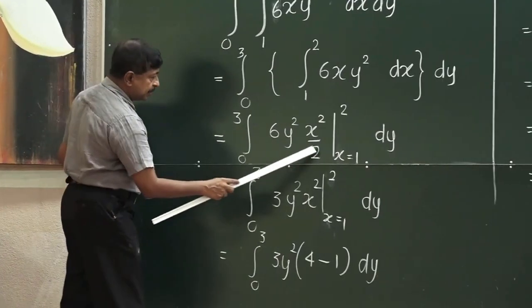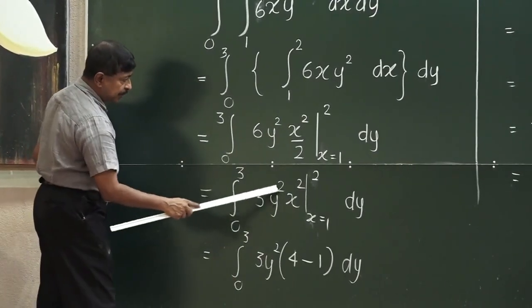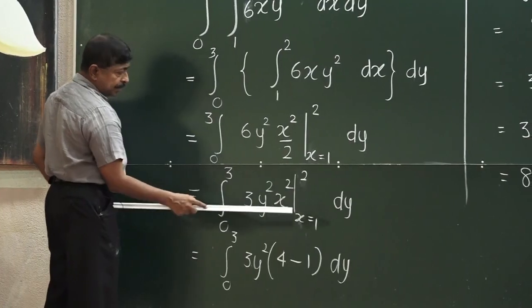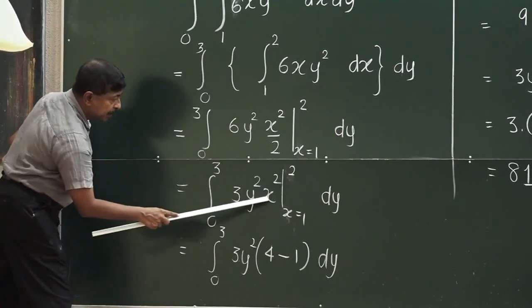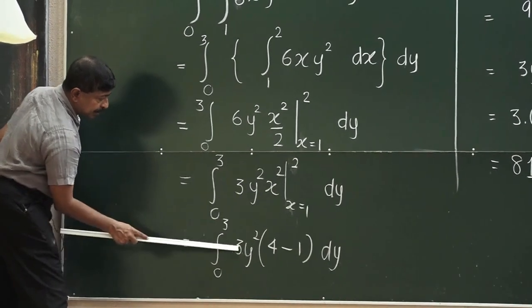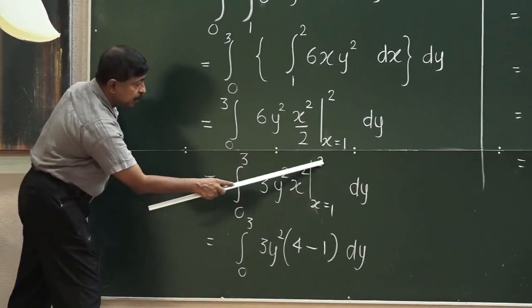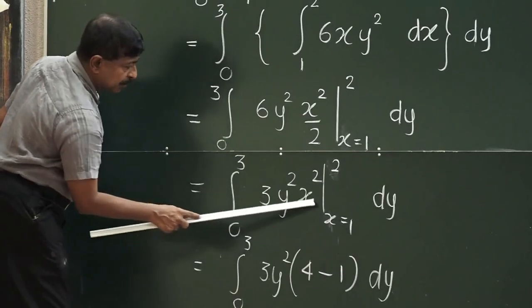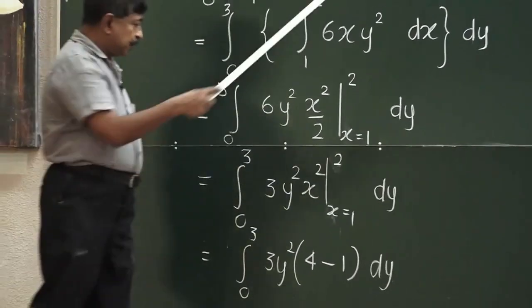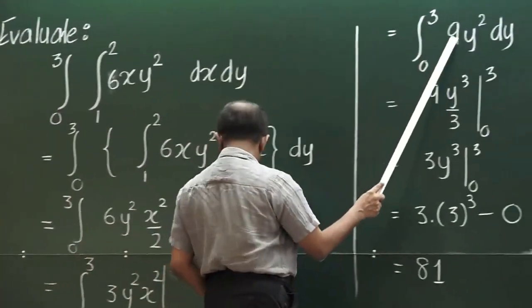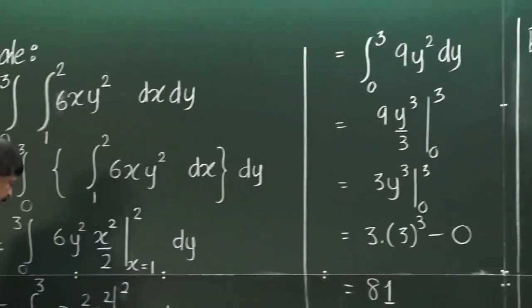Now, you can simplify this a little bit. You get 3 y squared x squared. Now, plug in the limits, but the limits are for x. So, first you plug in 2, and 3 y squared can be pulled out. When you plug in 2, you get 4. When you plug in 1, you get 1. So, 4 minus 1, which is 3. So, which is 9 y squared. 3 times 3 is 9.